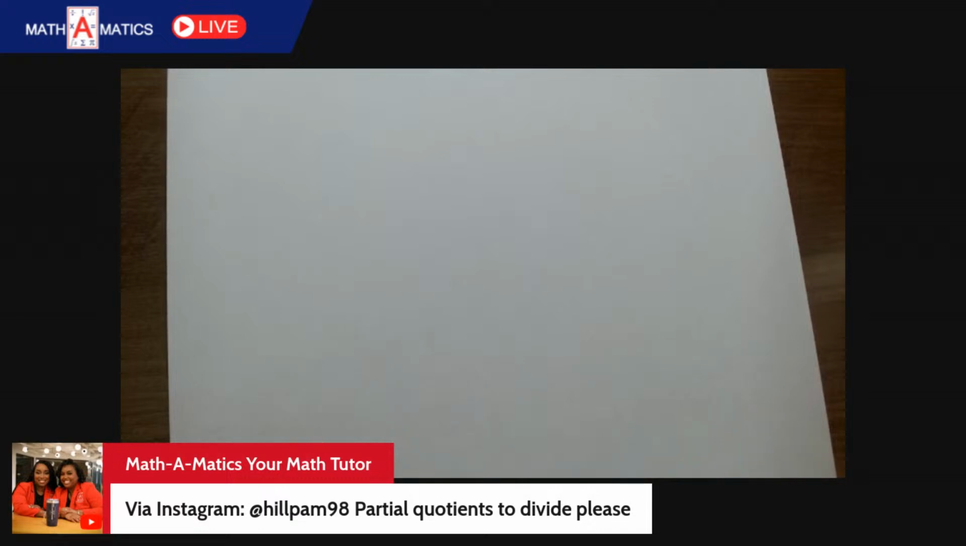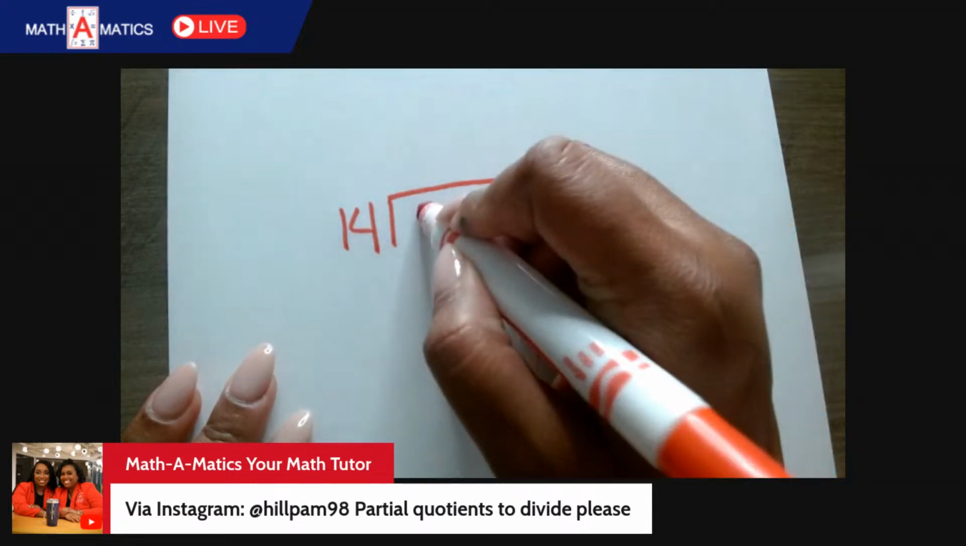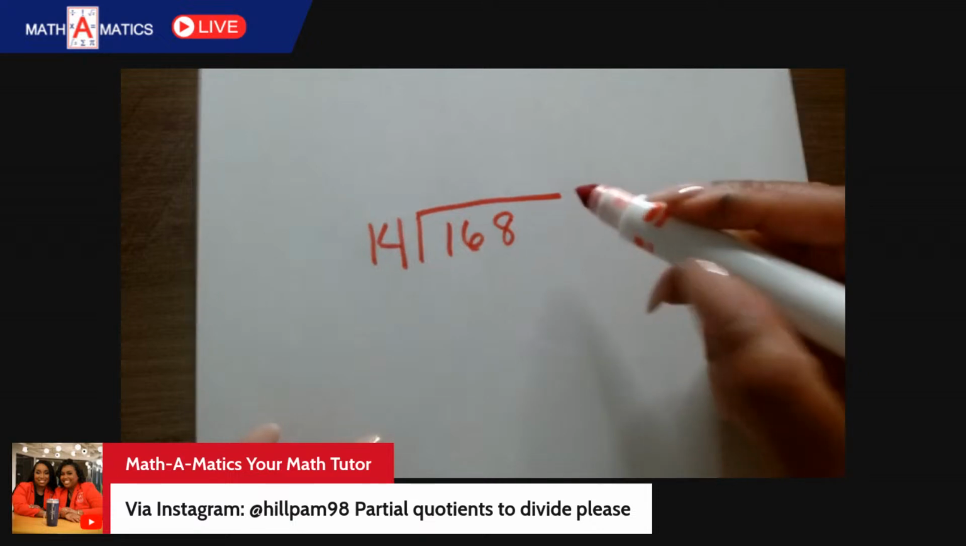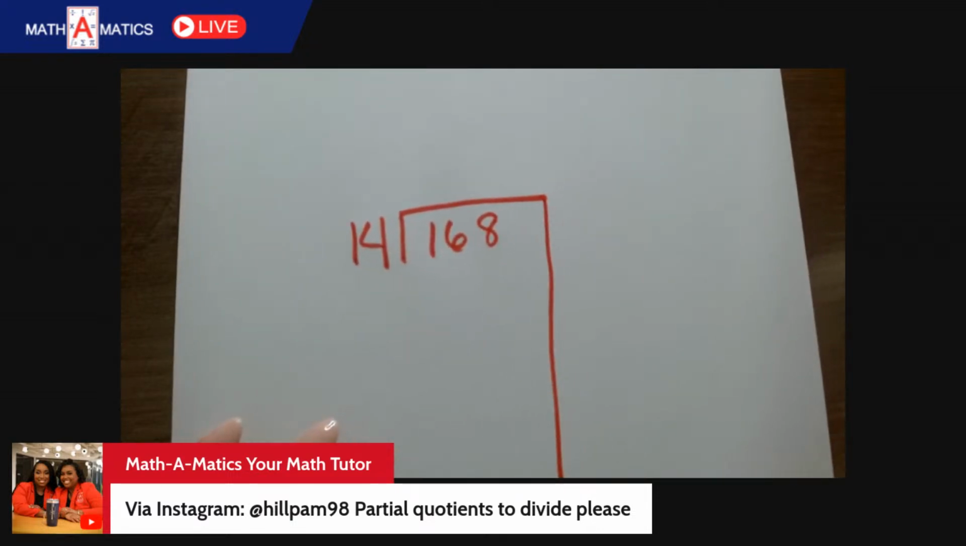Okay, 168 divided by 14. All righty, thank you so much. Let me get this started. So we are going to do partial quotient division. It's breaking it apart really using place value, okay? And so we're doing things like 1, 10, 150, numbers that we're more comfortable with.